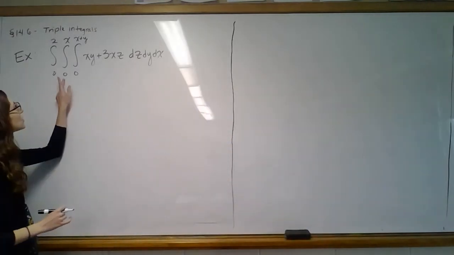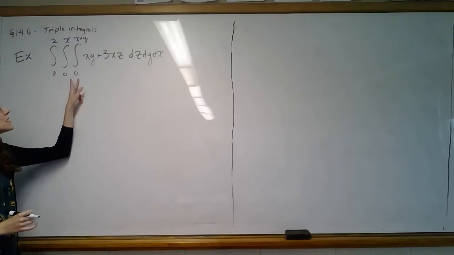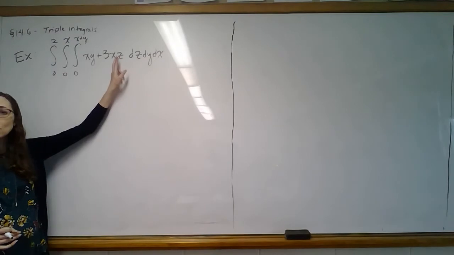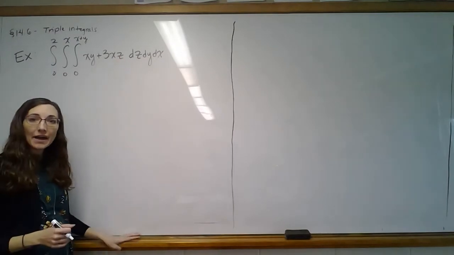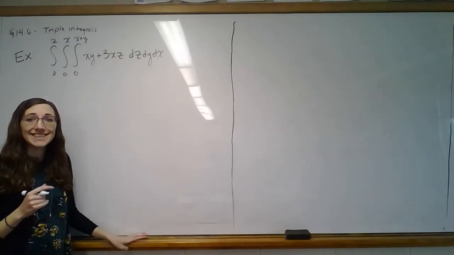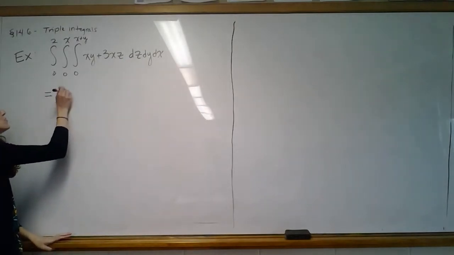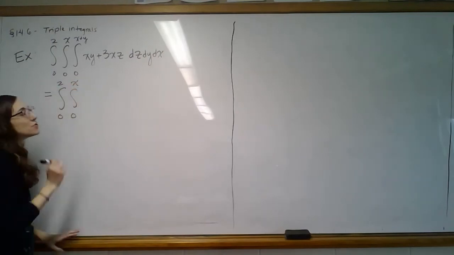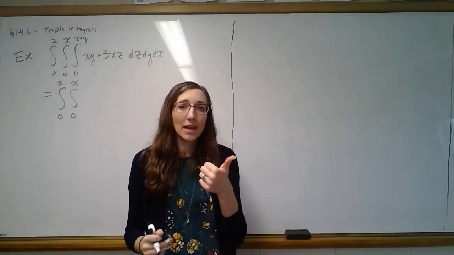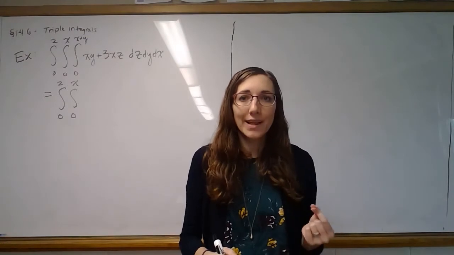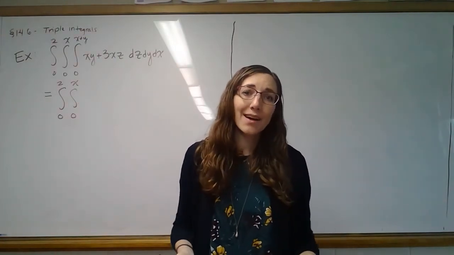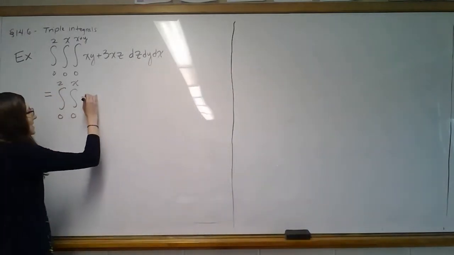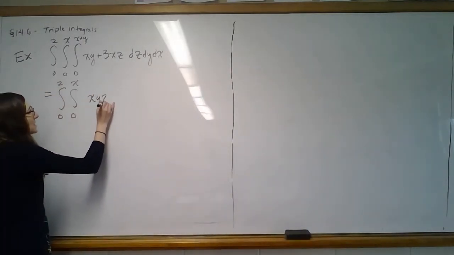So we've got the integral from 0 to 2, the integral from 0 to x, and then 0 to x plus y of xy plus 3xz, and we're going to do dz, dy, dx. So notice first we're going to do dz, and when I do the integral dz, anything that's an x or a y, we'll just treat like a constant. So something like xy is really just one big constant. So when we integrate with respect to z, it would become xyz.